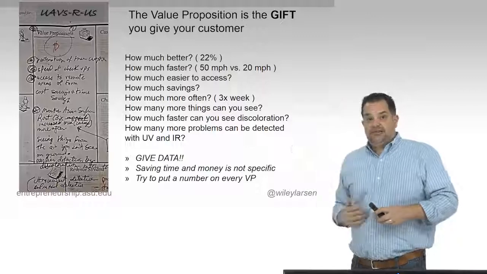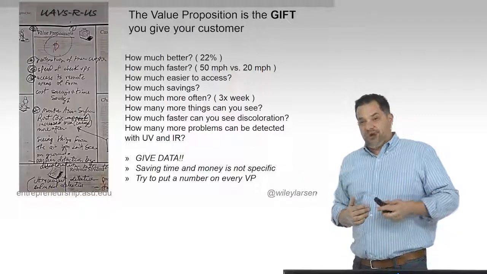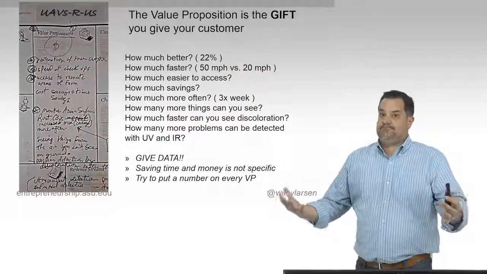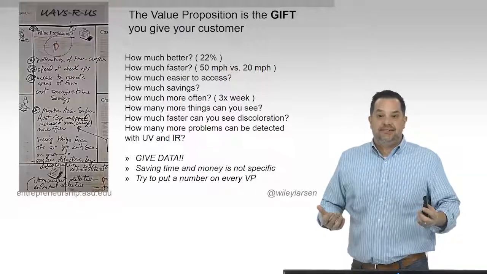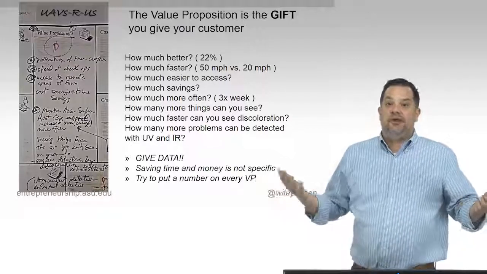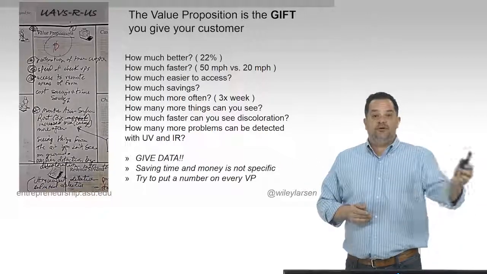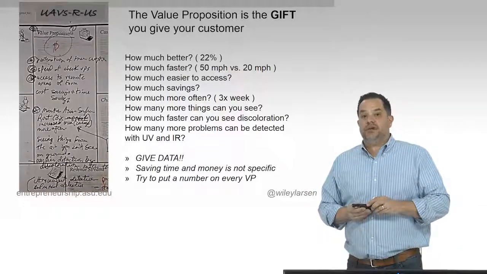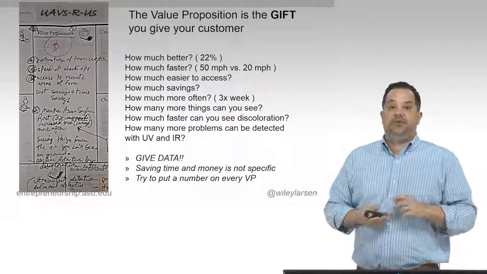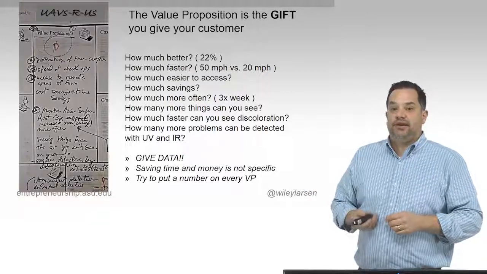If I can see things from the air that I can't see from the ground, then how many more things can I see? What can I see from the air that I can't see from the ground? How much faster can I see those diseases that are affecting my crops? How many more diseases can I see with ultraviolet or infrared cameras?